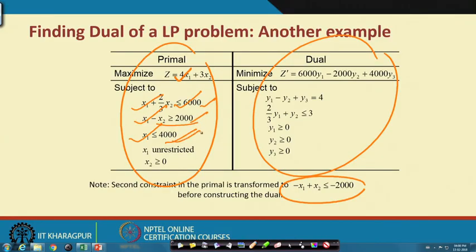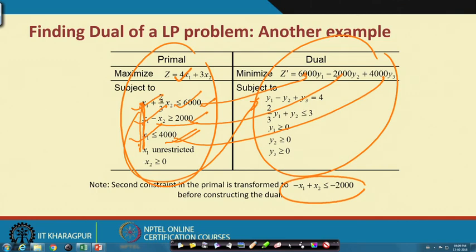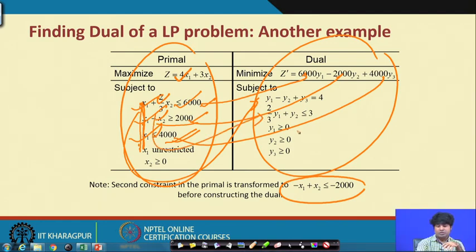Now maximization will be transferred to minimization, and by default all the right hand side coefficients of the constraints will be the coefficients of the objective function. That is 6000, 2000 and 4000. You see here, 6000 will go here, 2000 will go here, and 4000 will go here. Now corresponding to the primal problem, the dual problem will be y1 minus y2 plus y3. So these three inputs 1, 1, 1 will go to y1, y2, y3. This will go to the first constraint, and similarly the second, and then the values of the decision variables. Obviously, the coefficients on both sides will be derived from the objective functions.